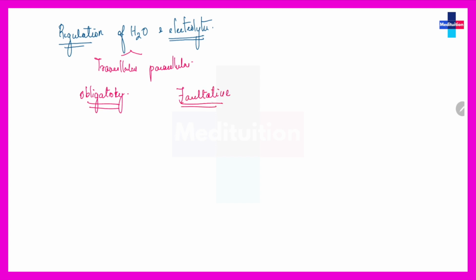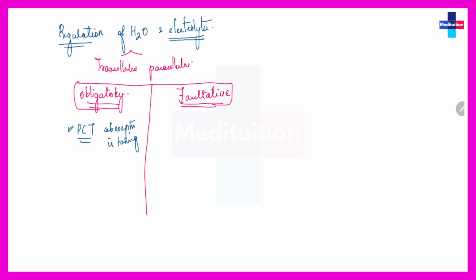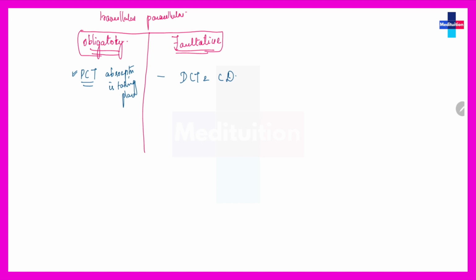We are speaking in terms of water, in terms of H2O. Obligatory means H2O absorption takes place from your PCT, which is very important. Normally H2O absorption takes place in the PCT. What happens in facultative? H2O absorption takes place from your DCT and collecting duct. That is the difference between obligatory reabsorption and facultative reabsorption.